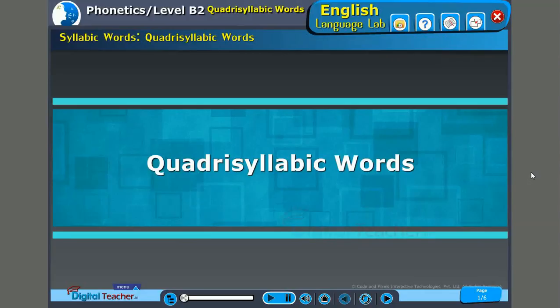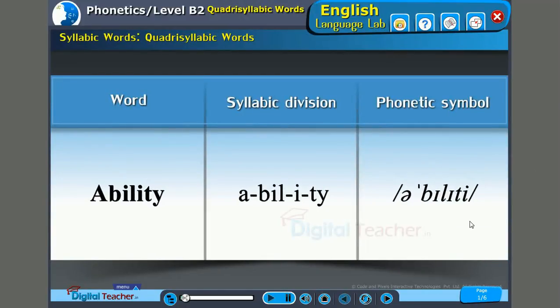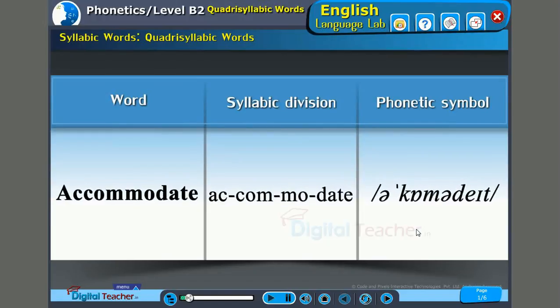After trisyllabic, let us go through a few four syllabic words. To start with, ability. A, bil, i, ty. The stress is on the second syllable, bil. Ability. Accommodate. So like this, you'll be having a number of words under the quadrisyllabic words. The stress is on the second syllable, com. So this is about the B2 section.